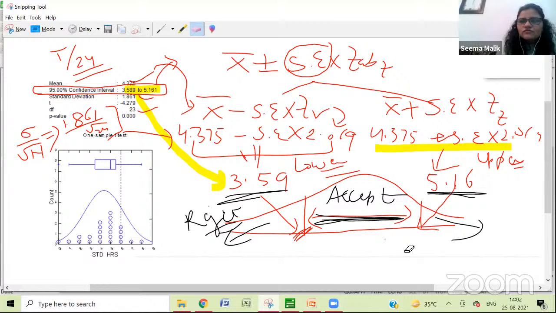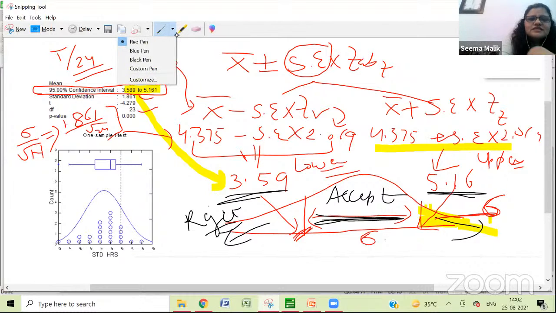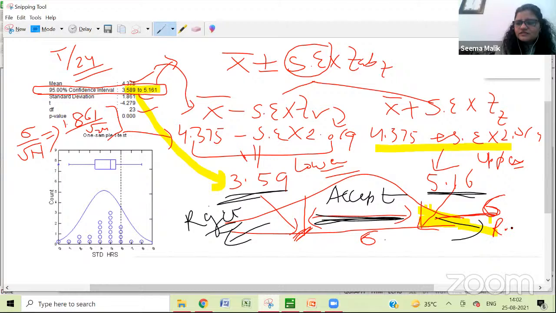I'm writing down the value 6 over here. Our test value is 6. So does it lie in the acceptance region or the rejection region? 5.16 comes here, so 6 would be somewhere here. This 6 lies in the rejection area. It means our hypothesis is rejected.